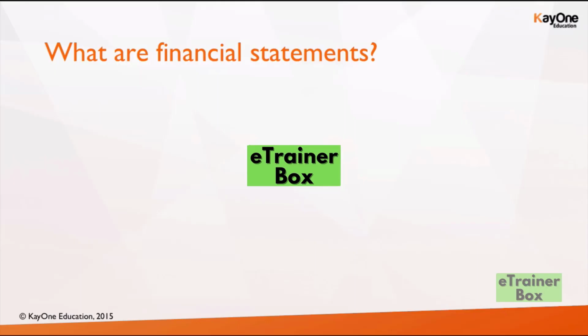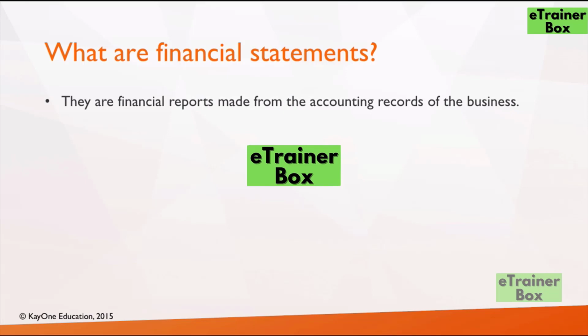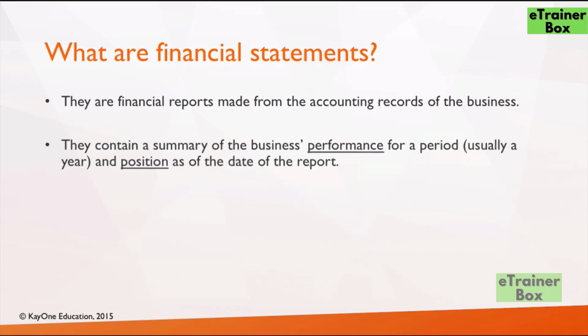So, what exactly are financial statements? In simple terms, financial statements are financial reports which are made from the accounting records of the business. They contain two things. One is a summary of the business's performance. That is, how has the business been performing? Is it profitable? Is it making losses? And so on. The second one is the financial position of the business as at the date of the report.